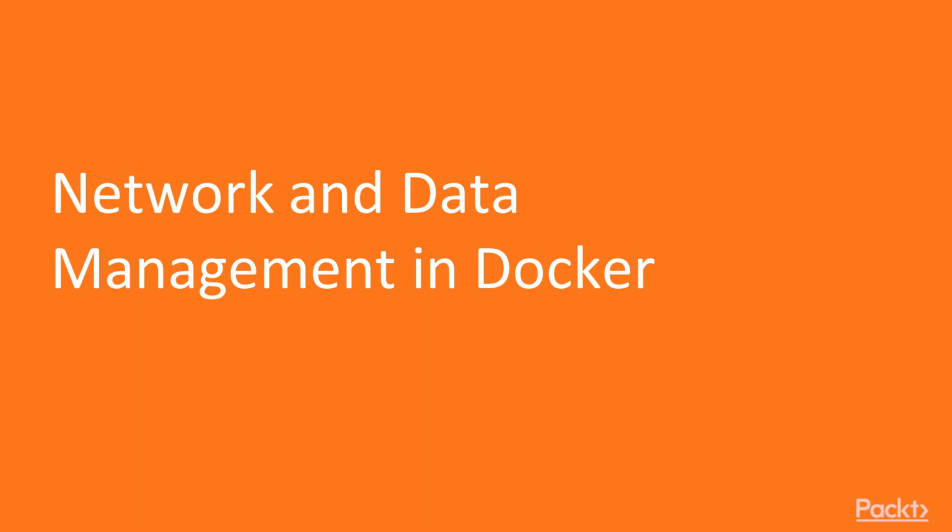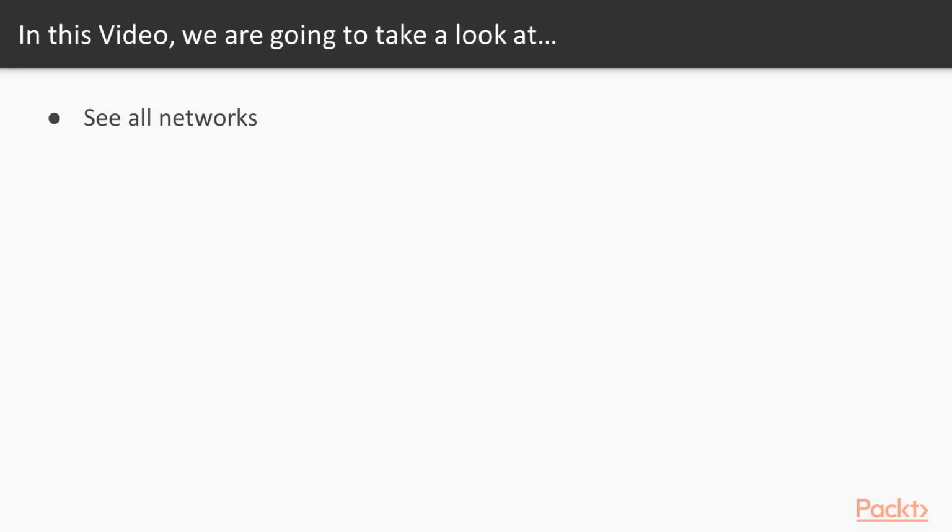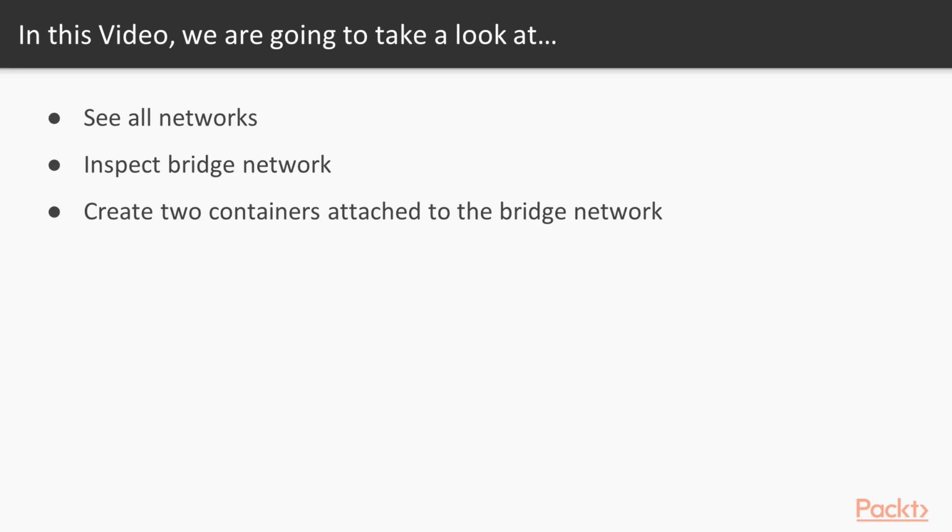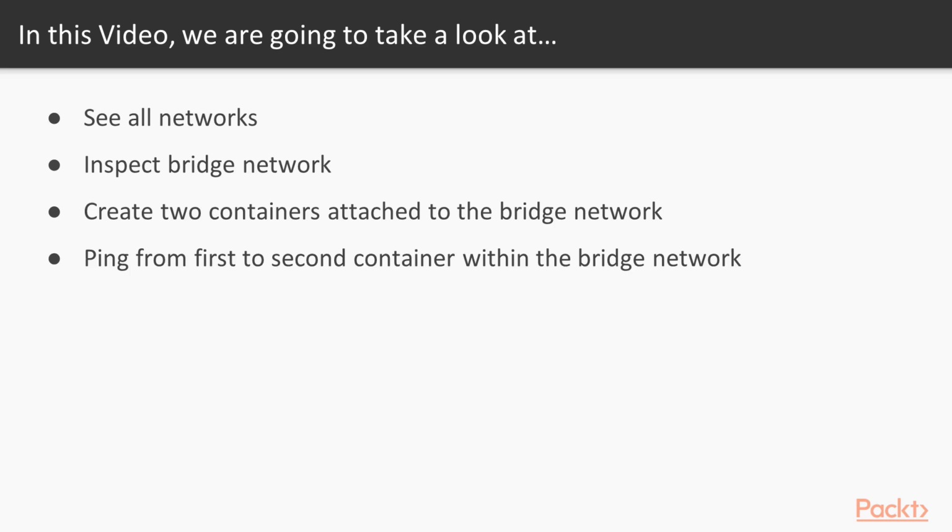And here is the network and data management in Docker video. So we'll be looking at the networks that are available within the Docker container. Then we'll be inspecting the bridge network, so we will create a network and call it bridge, and we'll connect two containers that will be attached to the bridge network. Finally, we'll perform a ping from the first to the second container within the bridge network.